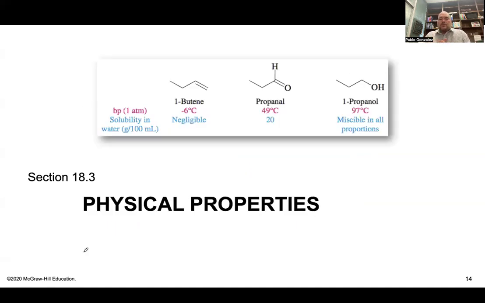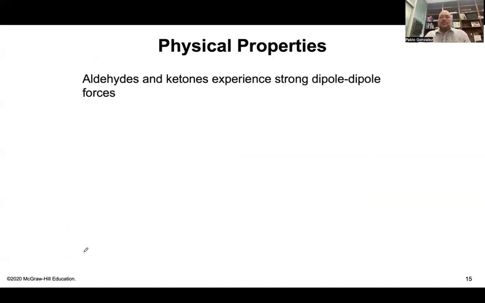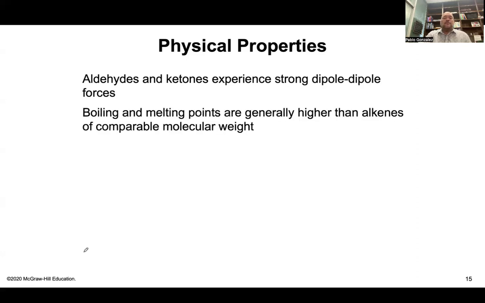So let's talk about the physical properties of ketones and aldehydes. Aldehydes and ketones experience strong dipole-dipole forces. As I mentioned before, they have this difference in electronegativity between the carbon and the oxygen of the double bond of the carbonyl group, and that's going to create this dipole moment. That dipole moment is going to create strong dipole-dipole interactions, okay? So that means that boiling and melting points are generally higher than alkenes of comparable molecular weight.